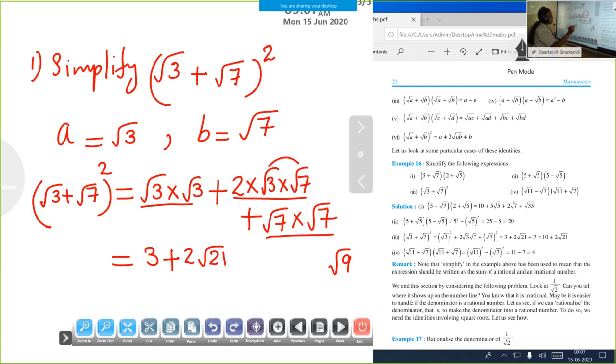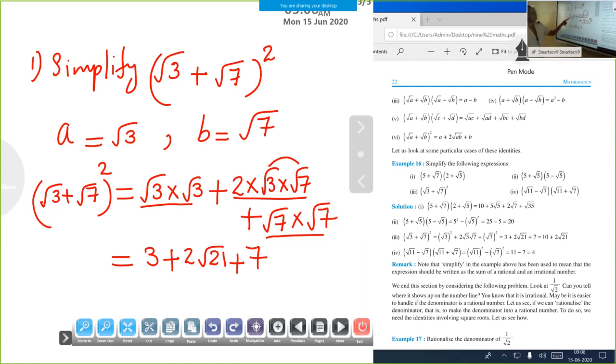Simply we can write as 2 root 21. 2 into root 3 into root 7. The answer is 2 root 21 plus the last term is root 7 into root 7. What's the value of root 7 into root 7? Root 49. But the value of root 49 is 7. So you write here 7. This way you multiply it.